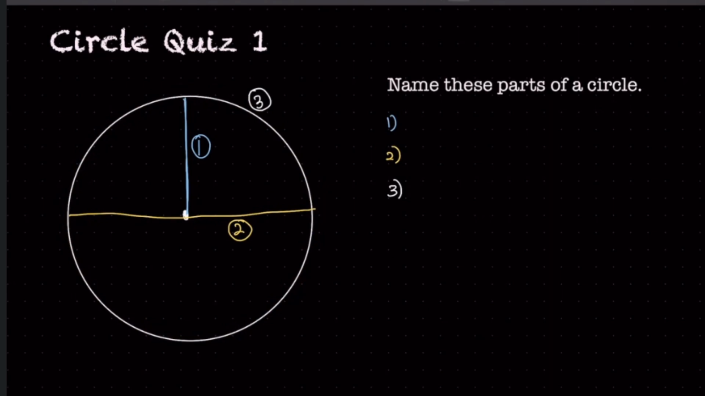All right, here's the answers. Radius, diameter, and circumference. Did you get the spelling right?